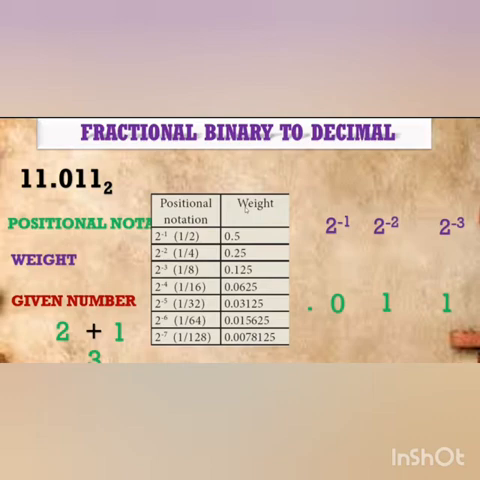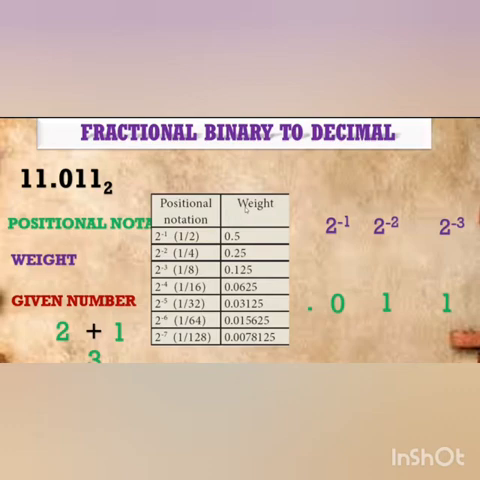In the same way, 2 power minus 2 is written as 1 by 2 square. 2 square is 4, so 1 by 4. The value of 1 by 4 is 0.25. Similarly, 2 power minus 3 is written as 1 by 2 cube. 2 into 2 into 2 is 8, so 1 by 8. We divide, and the answer is 0.125. And this goes on. So we have to remember these values. At least the first 4 values we have to memorize. Otherwise we have to divide.